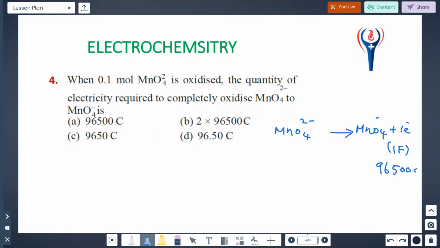Okay, for 1 mole. But see the question, how many moles? The question is 0.1 mole. So for 1 mole this much coulomb is required, but 0.1 mole means just divide by 10. Are you following? This is for 1 mole. For 0.1 mole this will be 9650 coulombs. So the answer is C, the correct one. Are you following? Understood? Next one.